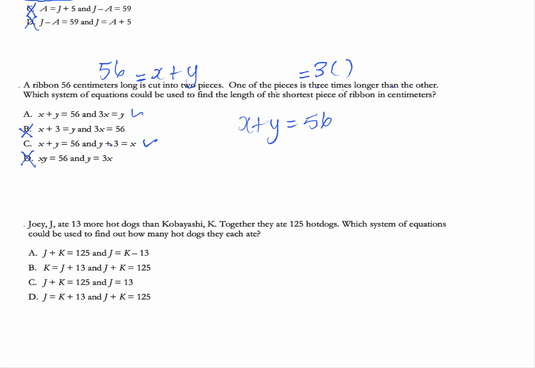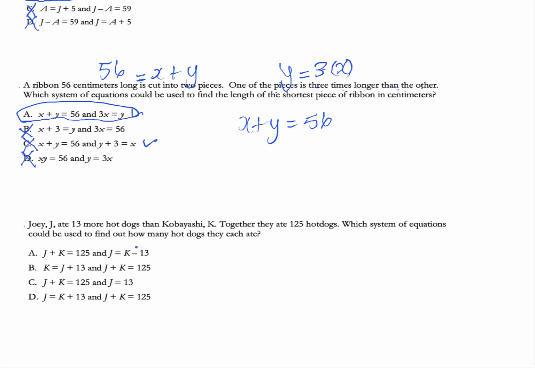And if I go to C, that has a plus 3. Times means multiplication. So I'm going to eliminate C and my answer is A. They're assuming that Y is the longer piece and this is 3 times longer than the other piece, X. So Y equals 3X.